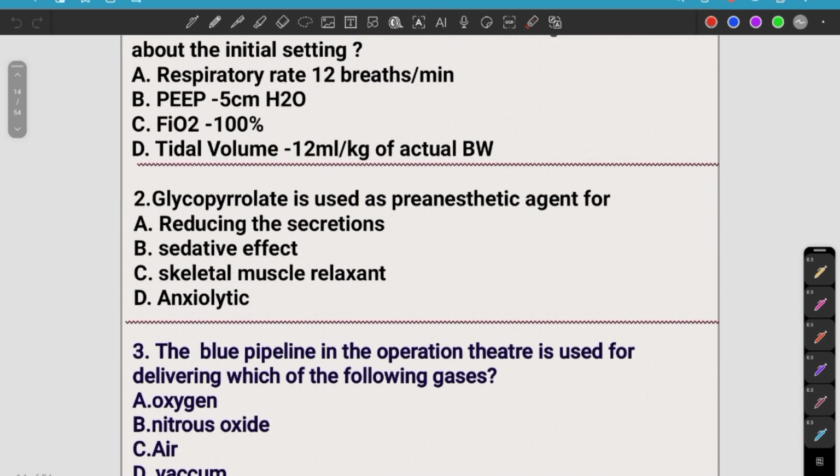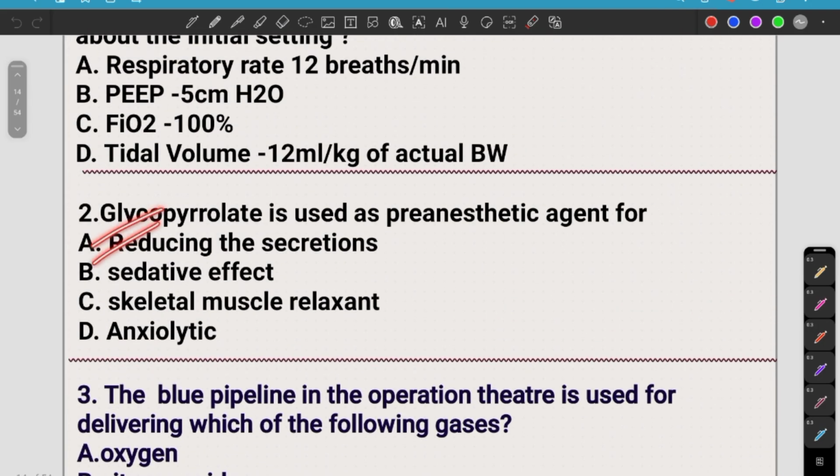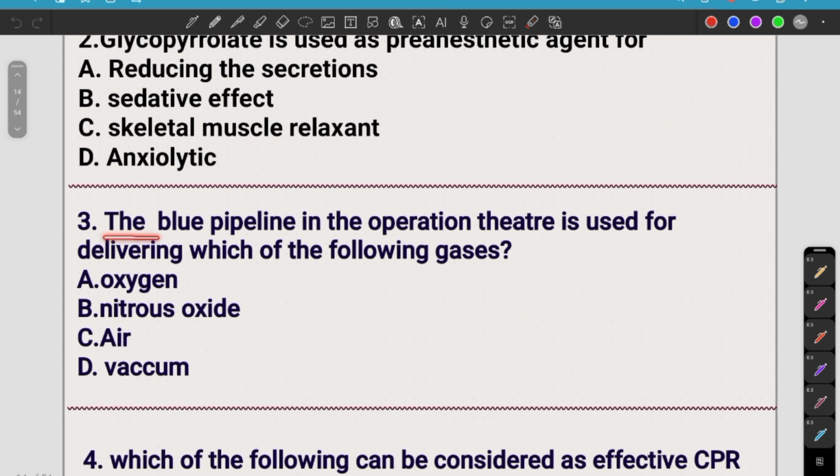Next, coming to the second question, this is a repeat question. Glycopyrrolate is used as a pre-anesthetic agent for reducing secretions. It is an anticholinergic drug, like atropine, but here the advantage is it does not cross the blood-brain barrier. Okay.